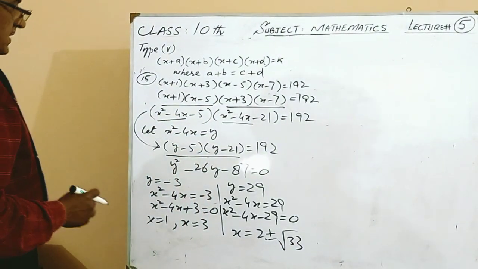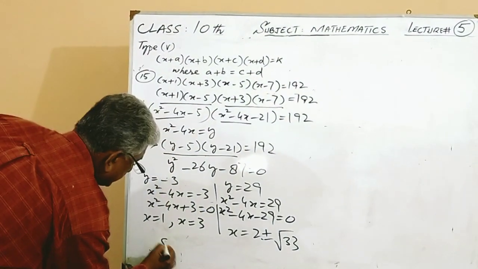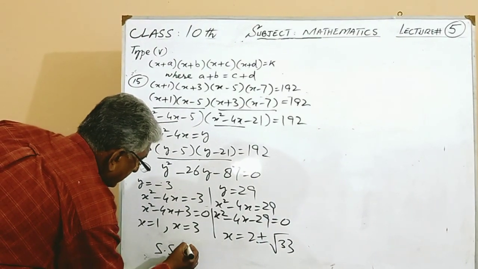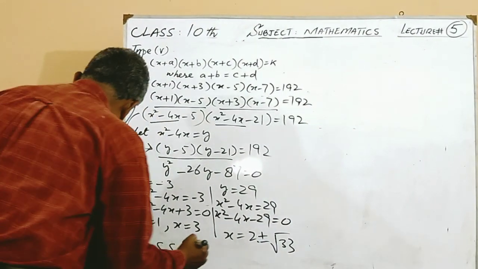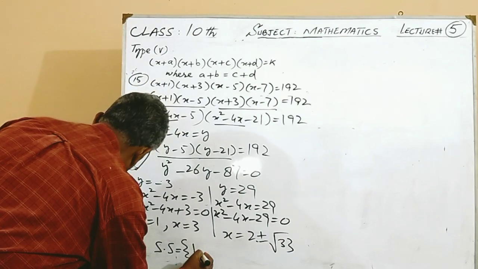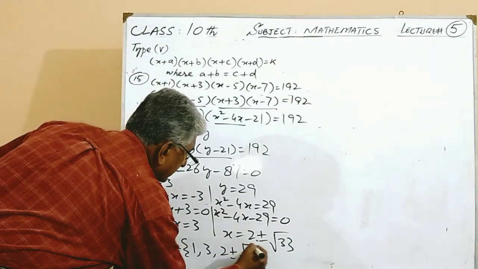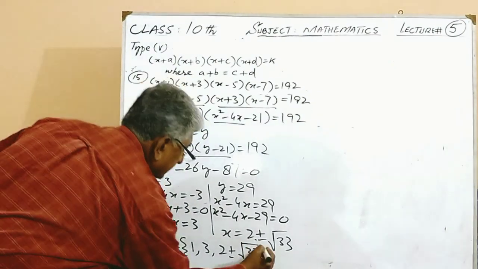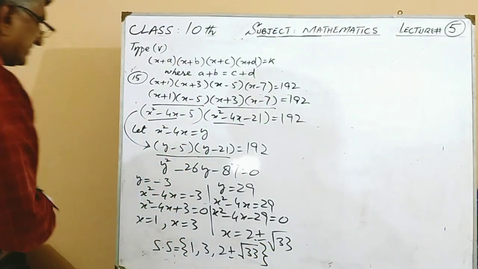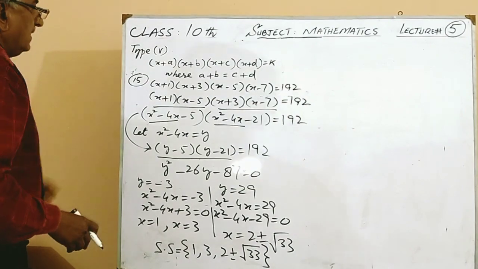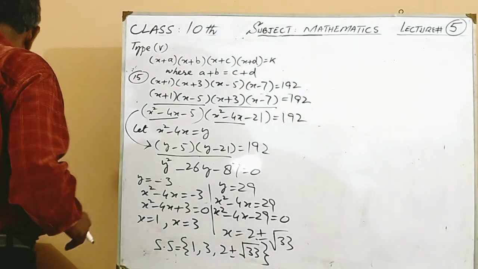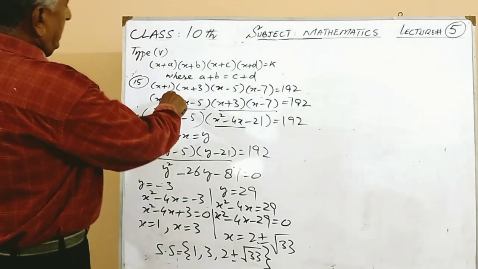So the solution set is 1, 3, 2 plus minus under root 33. This is the solution set of this question. Again, I must repeat this question. This is the question.